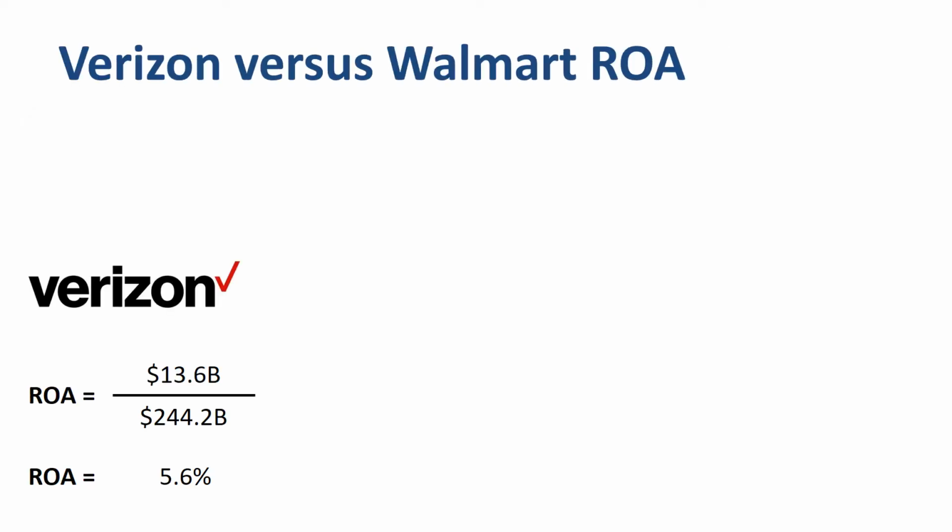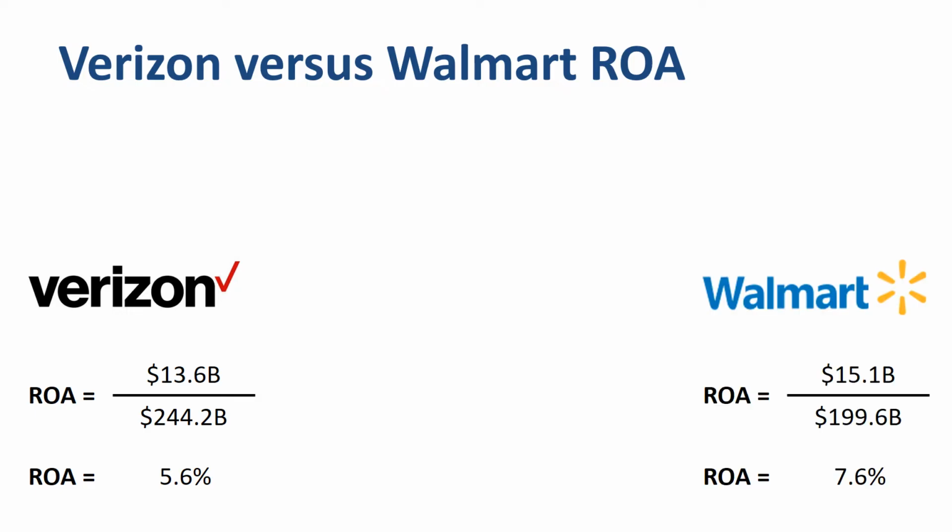So now we can compare Verizon's ROA with Walmart's ROA. 5.6% for Verizon, 7.6% for Walmart. Walmart's net income is higher than Verizon's, and Walmart's total assets are lower than Verizon's. Therefore, Walmart's ROA is higher. Now that we have done the ROA calculations, let's start investigating what is driving these numbers.